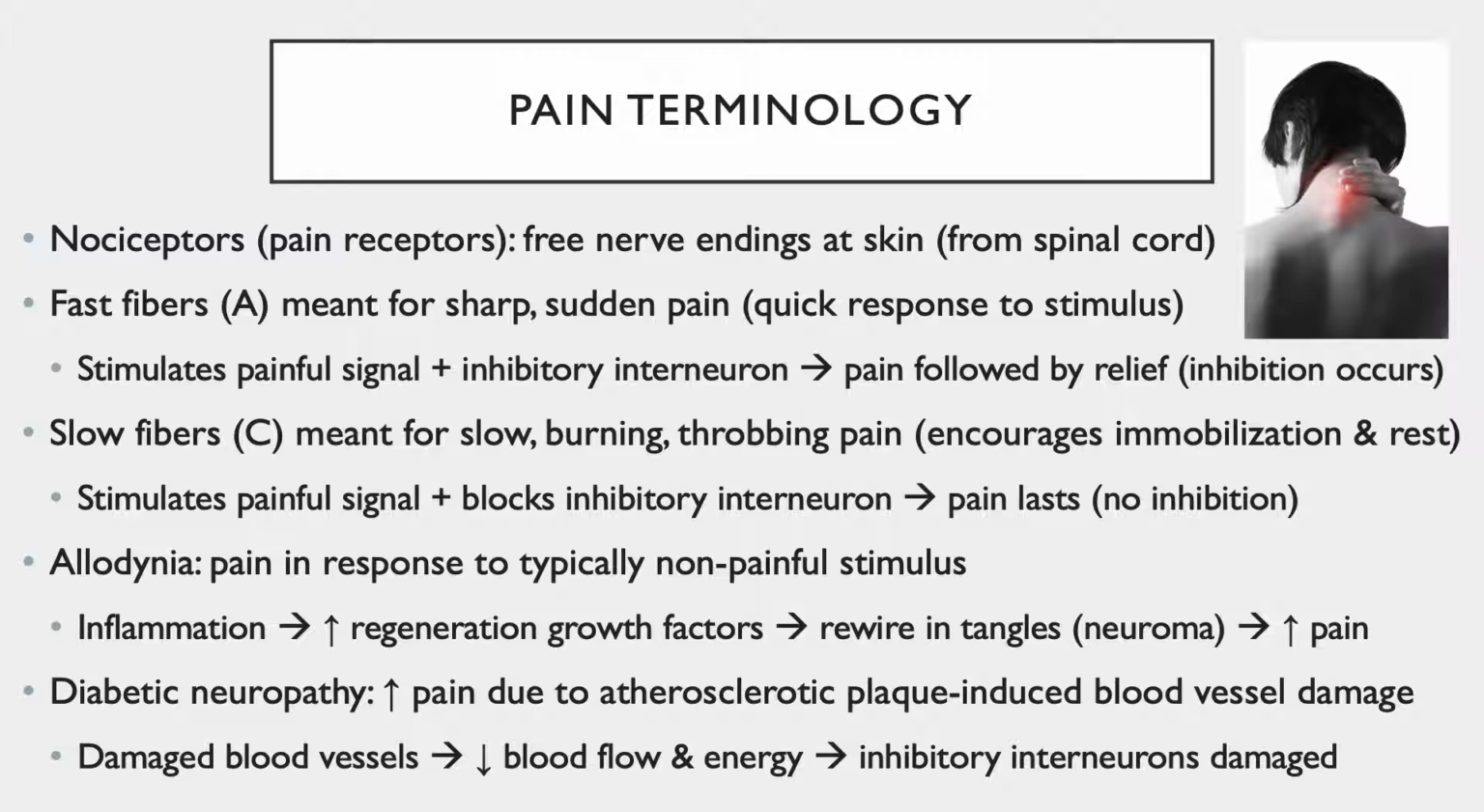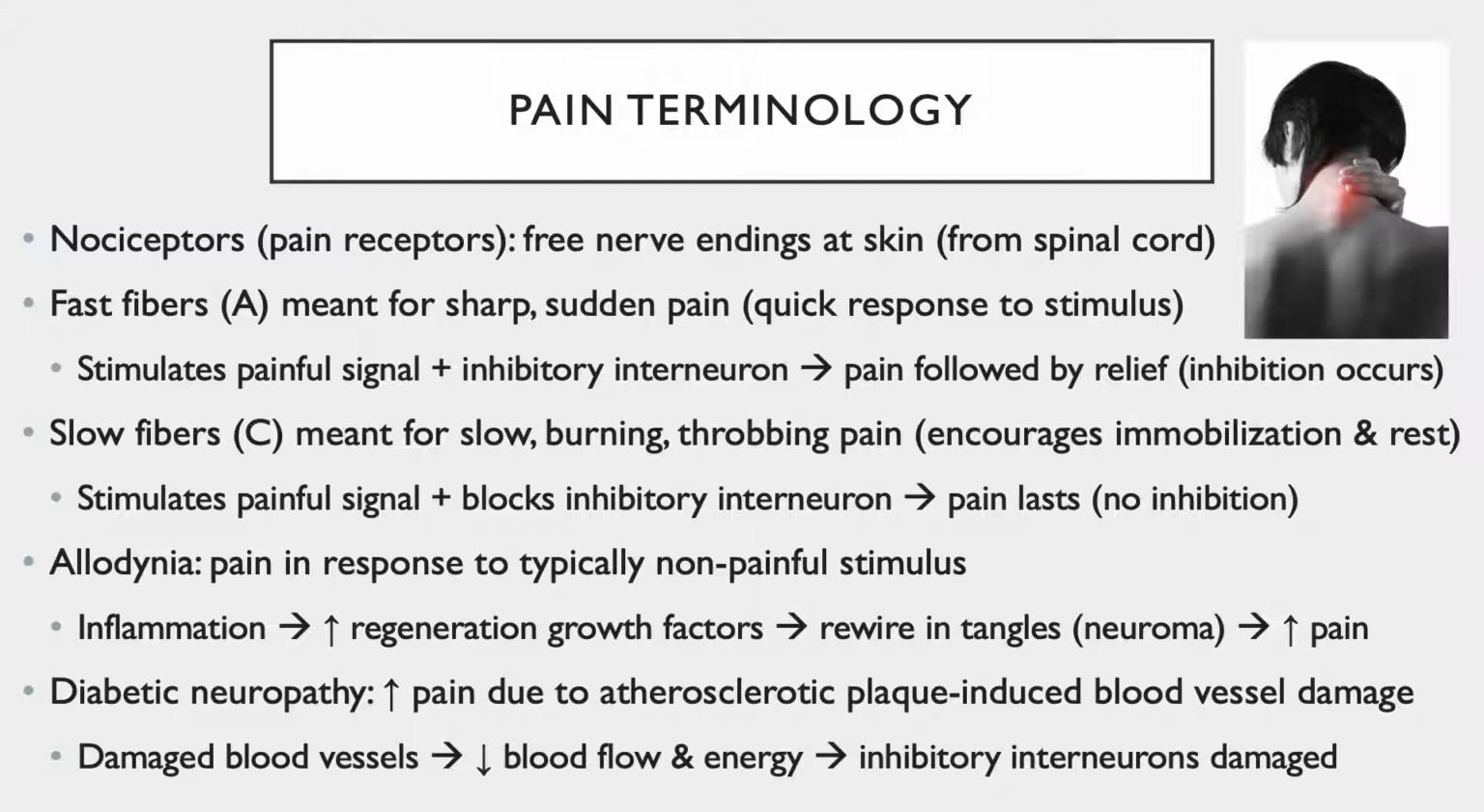The first term that's important to know in terms of pain is nociceptor. Nociceptors are pain receptors. They are free nerve endings at the skin that start from the spinal cord and terminate at the skin. That way, they can pick up pain and other sensory information and transmit that information to the spinal cord and up to the brain.